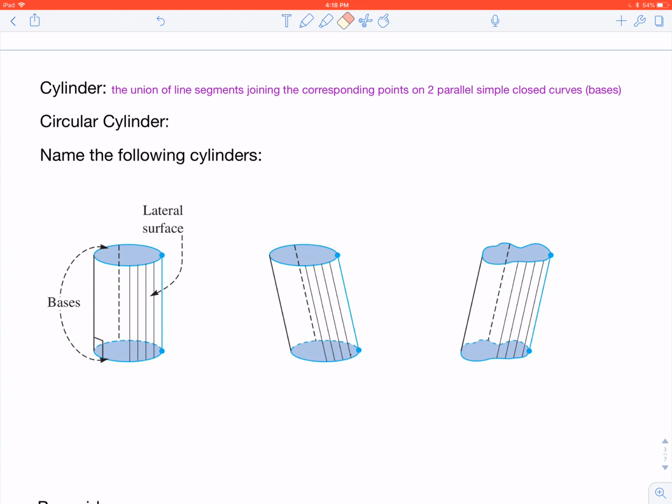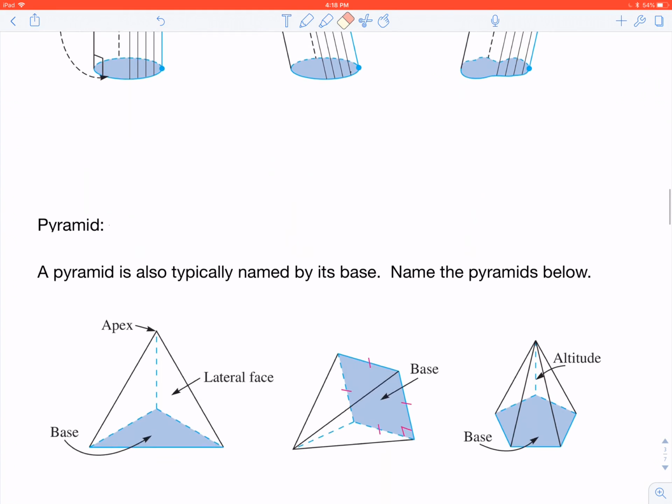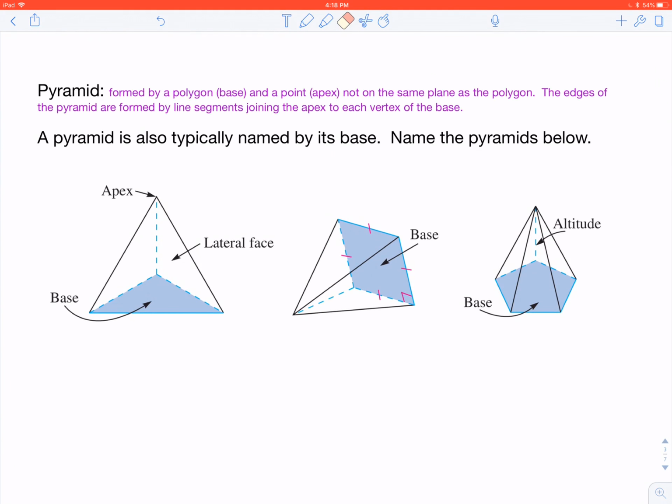I can get a little more specific and talk about the circular cylinder, and this is where specifically my bases are not just any old simple closed curve, but it's specifically a circle. So I have circles as my two bases. Then we move down to the concept of pyramid.